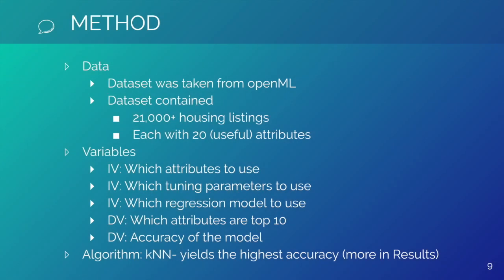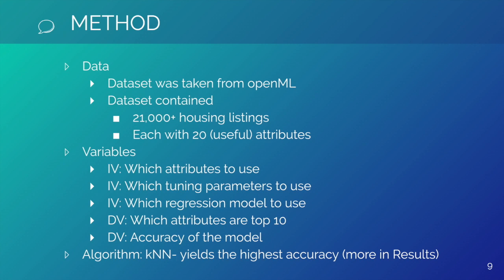And the next part is the method. We found our data set from OpenML, and it contained more than 21,000 housing listings, each with 20 useful attributes. For the independent variables, we set which attributes to use, which tuning parameters to use, and which regression model to use. So these three are the independent variables. And for the dependent variables, we set which attributes are the top 10 and the accuracy of the model.